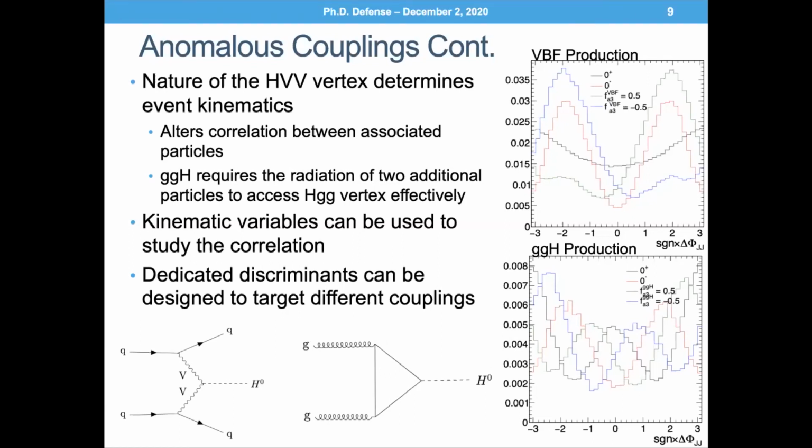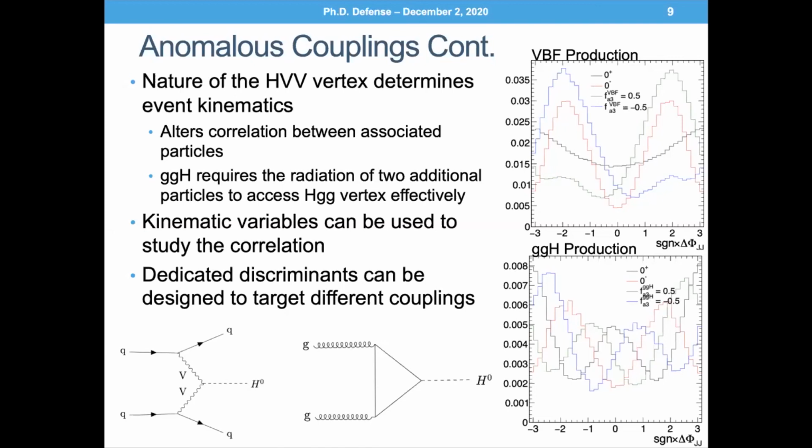And so the correlation in these jets ends up showing up in kinematic variables. So this is what's shown on the right-hand side. On the top right, I've got the VBF production, and this is the azimuthal angle between the 2 associated jets. You can see in black, this is for a pure CP even Higgs coupling, and in red is the pure CP odd Higgs coupling. So clearly the shapes are different, but you should notice that they're both symmetric across 0. And then in green and blue, these are different mixtures of CP even and CP odd states.